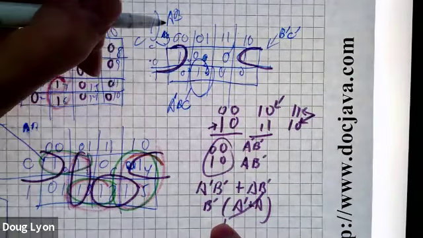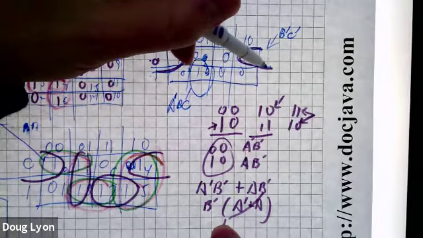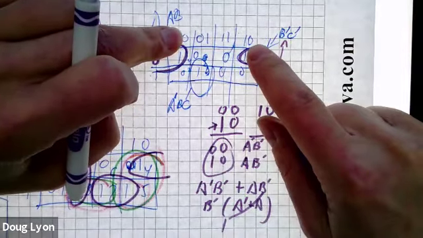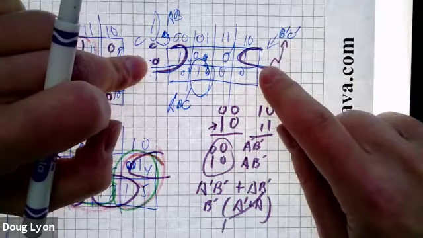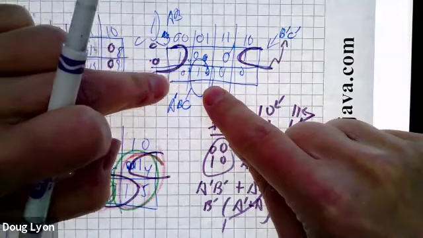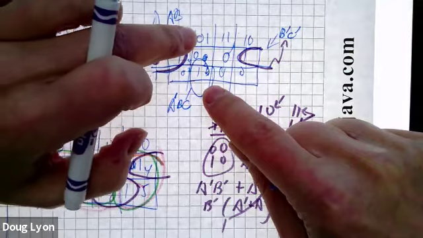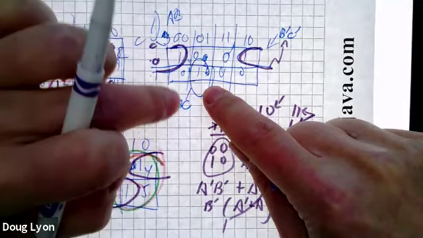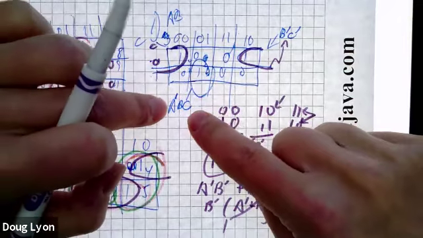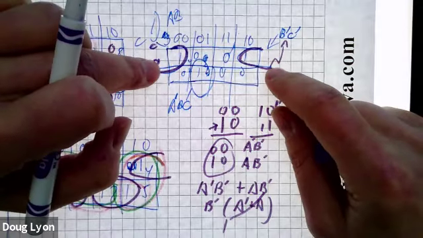What about C? C is over in here. C is not changing. So when I look at this loop, I see B prime, which is unchanged as a 0, and I see C prime, which is also unchanged as a 0. When I look at that loop over here, what do I see? Well, A and B are both unchanged. So I write A prime because A is 0, B because B is a 1. Then I write C because C is a 1 and also unchanged. The smaller the loop, the more variables in the product term. The larger the loop, the fewer variables in the product term.